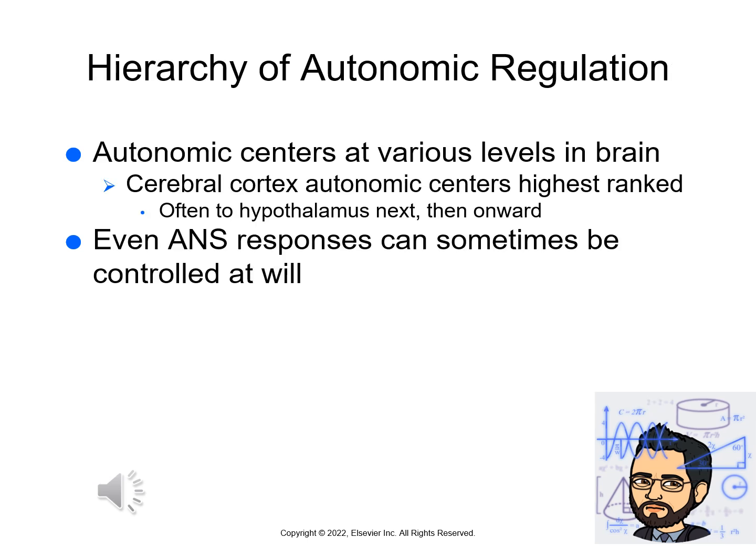All right. The hierarchy of autonomic regulation. So autonomic regulation is organized in a hierarchy. It centers at various brain levels.